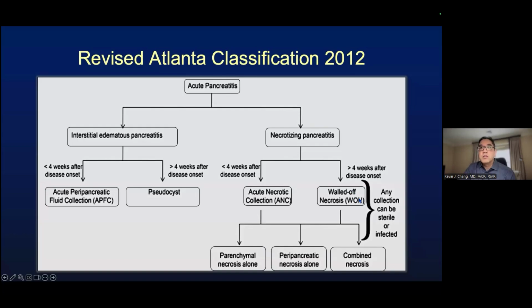And walled-off necrosis doesn't necessarily mean they're sterile or infected. The distinction between sterile collection versus an infected collection is largely a clinical differentiation. However, sometimes we can imply that there's a higher likelihood that a collection might be infected if we see gas collections within it, and that might be better seen on CT than MR. And both these collections can be either intraparenchymal, peripancreatic, or combined. So this is the revised Atlanta classification system.